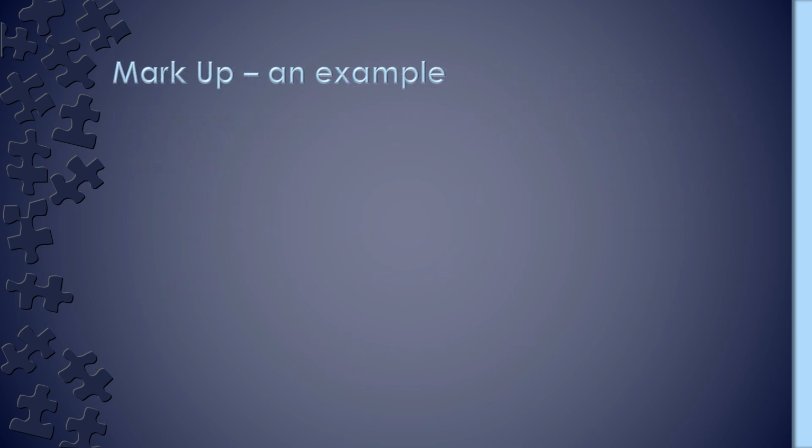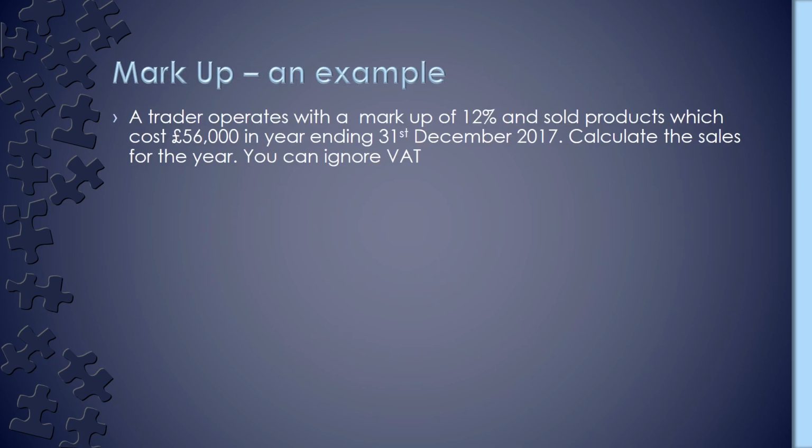So let's move on to an example for markup. A trader operates with a markup of 12% and sold products which cost $56,000 in year ending 13th of December 2017. Calculate the sales for the year. You can ignore that. So the key things to pick out: markup, 12% is what we're given, and we know that our cost of sales is 56,000. We need to calculate what our sales were.